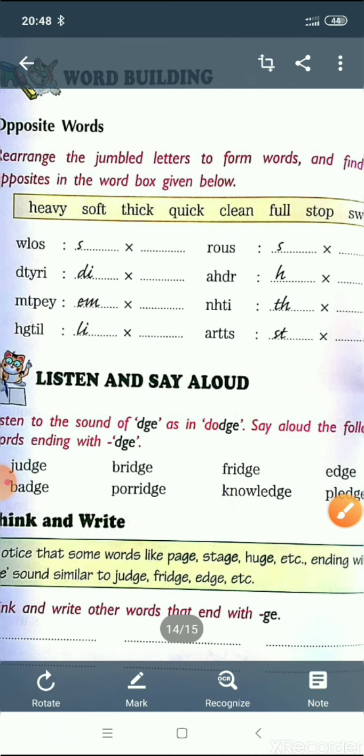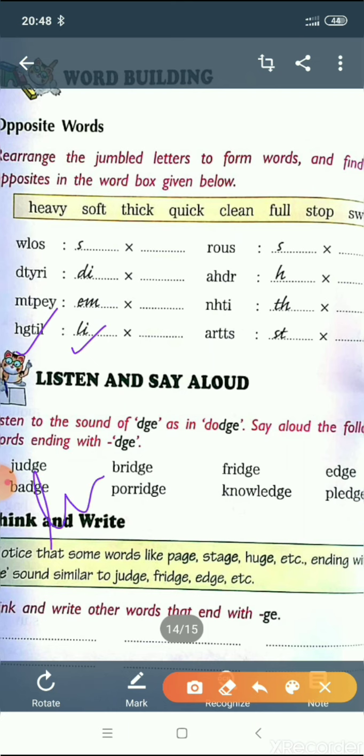Then the next word is HGTIL, and it should start with LI. So the word will be light, L-I-G-H-T. And the opposite of light is heavy. H-E-A-V-Y, heavy. Opposite of light is heavy.